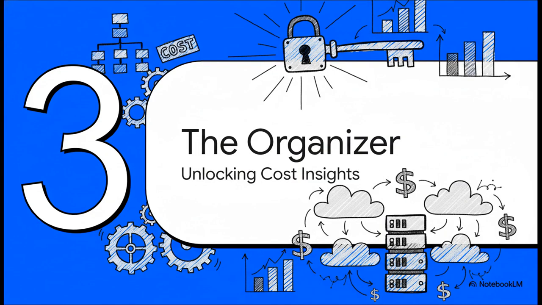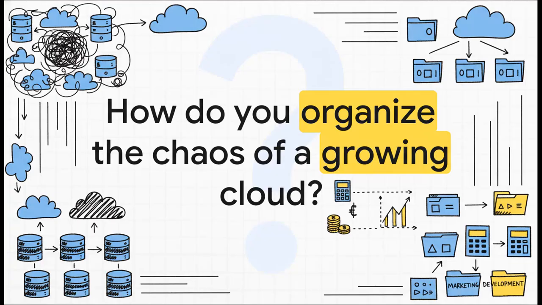And that brings us to our final chapter, the one that really ties everything together, the organizer. Look, forecasting and controlling costs are great, but if your resources are a mess, you're still just flying blind. Good organization is the key that unlocks everything else. Just imagine this for a second. Your company starts small, just a few servers. But then you grow, and you grow some more. Suddenly, you've got hundreds, maybe thousands of resources all over the place. It's total chaos.